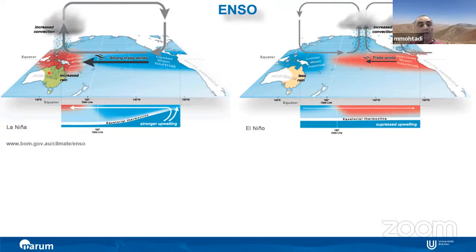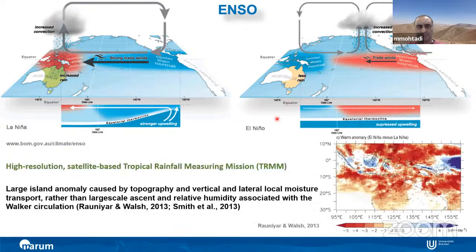Generally, those conditions are accompanied by higher rainfall over the maritime continent during La Nina years or normal years, and the opposite during the El Nino years. However, the high resolution satellite-based measurements show that during El Nino years, basically the large islands become wetter. Bluish colors means wetter, wetter El Nino than La Nina.